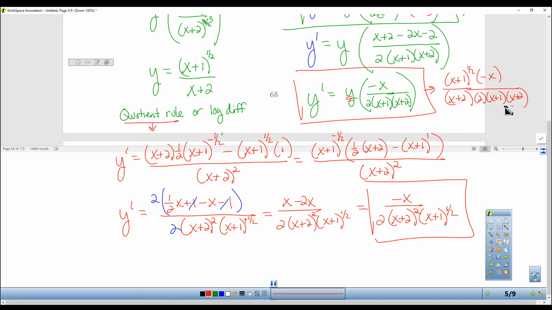So here's your two x plus 2 squareds. This x plus 1 to the 1/2 and this x plus 1 would make an x plus 1 to the 1/2 on the bottom. There's your negative x and there's your 2. So they are the same. But again, if a book uses quotient rule and gets this answer, and you use logarithmic differentiation and get this answer, the chances of this answer being there with that y, very slim. So you need to know how to convert the two answers.